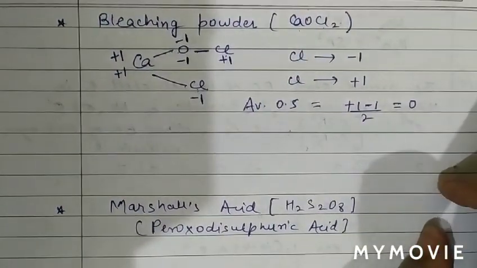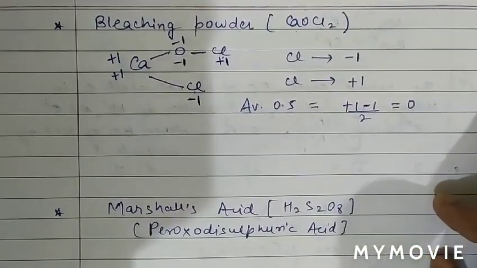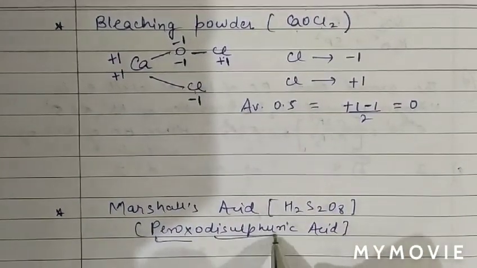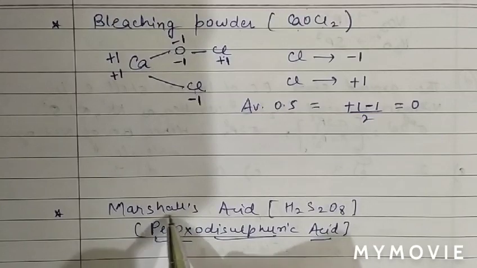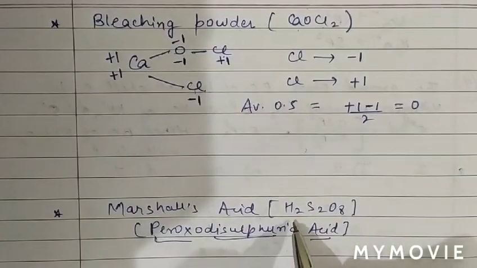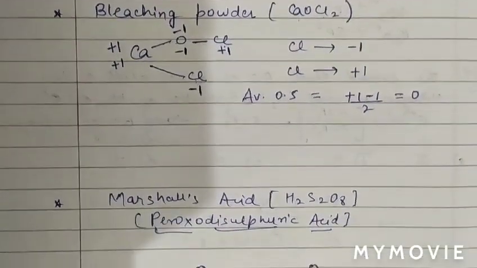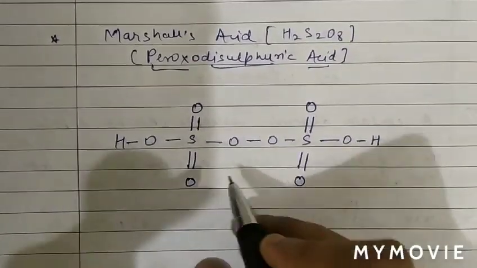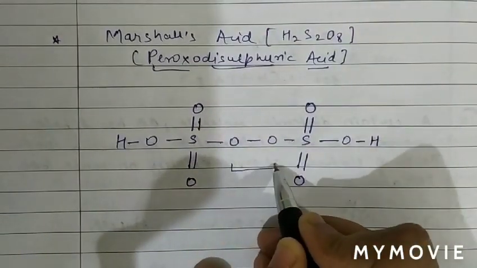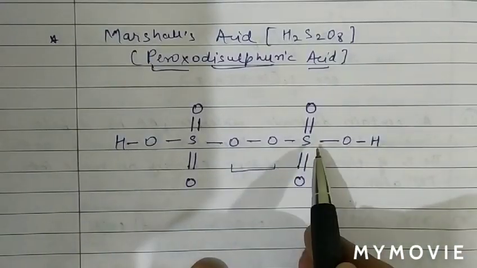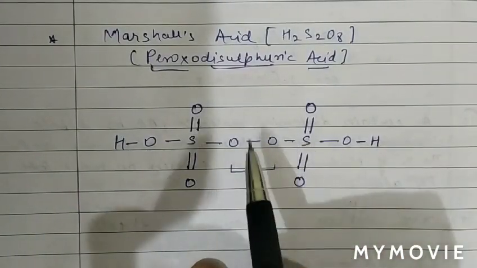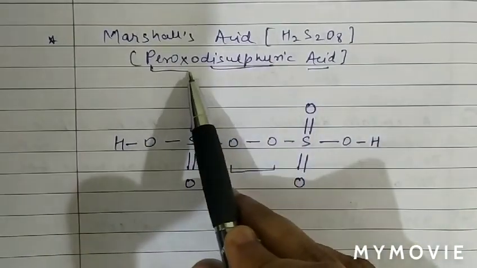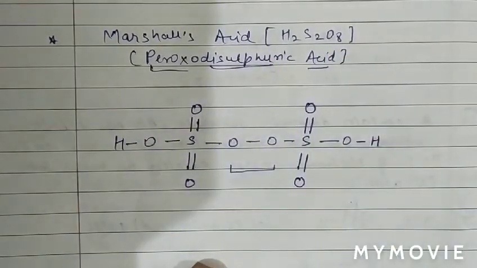Now see our next compound, which is Marshall acid. We also call Marshall acid peroxodisulfuric acid, as there is one peroxy linkage present, and the molecular formula is H2S2O8. Now see the compound. So this is basically Marshall acid. There is one peroxy linkage, and it is formed by the combination of two sulfuric acids. Therefore, we call it peroxodisulfuric acid.